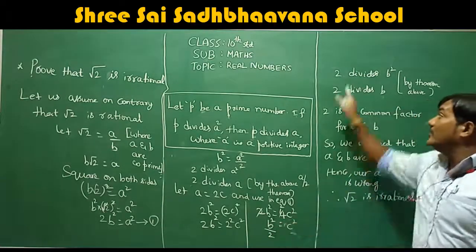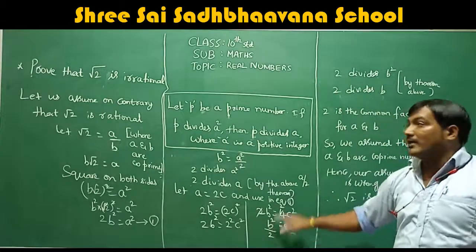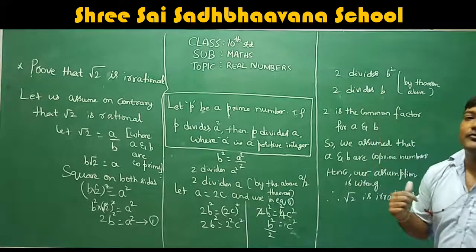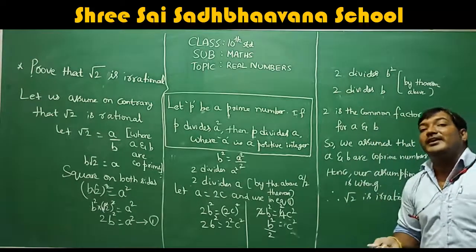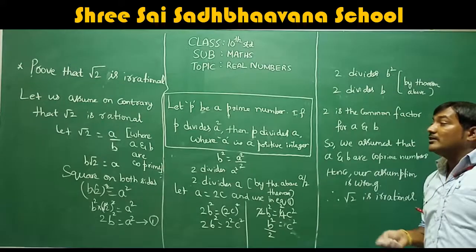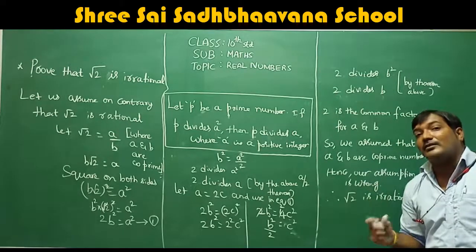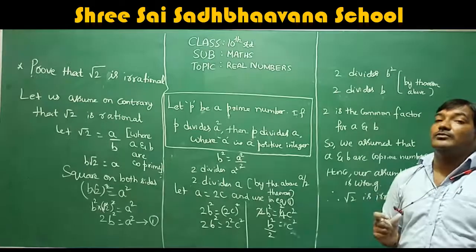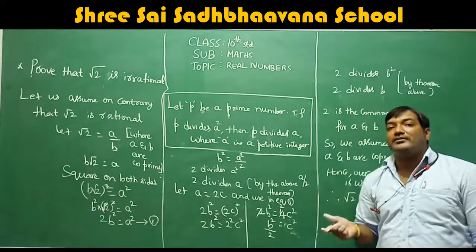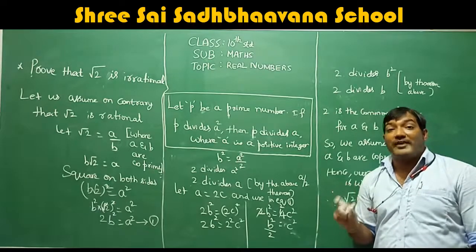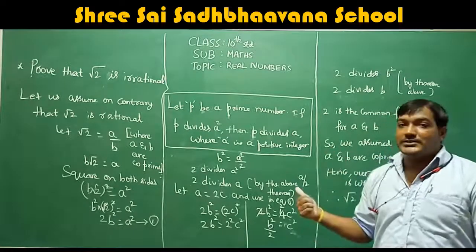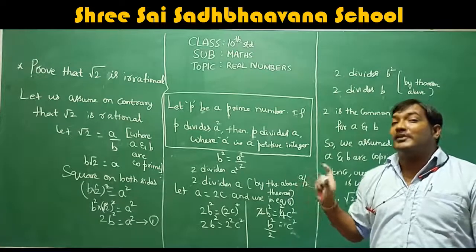It means here we got 2 divides b square. See, 2 is dividing b square. If 2 divides b square, from this theorem, 2 divides b also. Correct? If 2 divides b square, then obviously 2 divides b also. So by the theorem above, we can say 2 divides b. And what we got? We got 2 as the common factor for a and b also. But what we assumed is that a and b are co-prime numbers. It means they should not have a common factor other than 1. But we are getting 2 as a common factor for a and b.